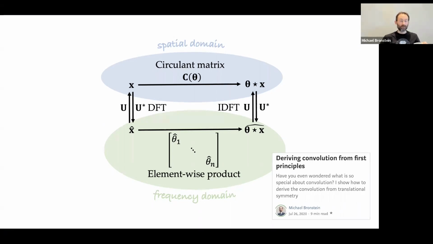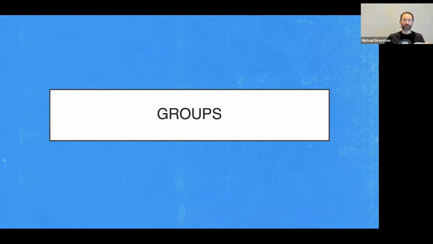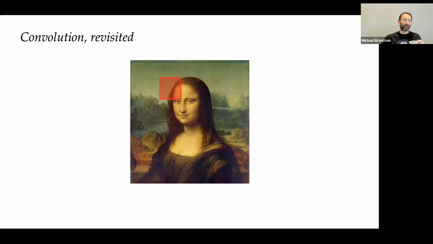So let me now move to a more general case where our group formalism will become more prominent for the first time. And again, let me remind you of convolution, still on grids, that we've seen before. We can think of it as a kind of sliding window or pattern matching operation. So I can take a block of pixels from an image, multiply it by some filter, and move now this window to different positions in the image.